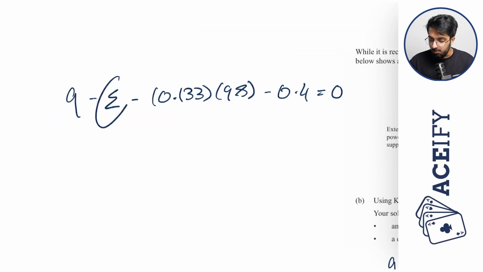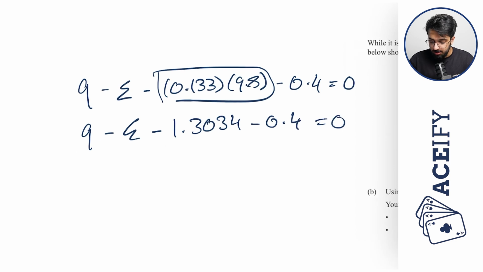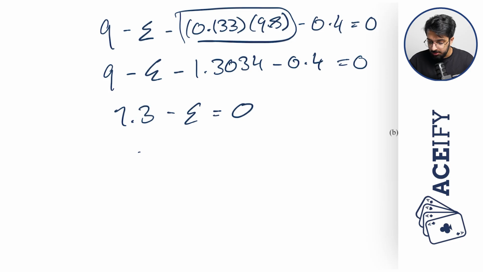And so as you can see, we have one unknown, so we can just rearrange, and we'll get the value of this EMF. So we get 9 minus EMF minus this value right here, which is 1.3034, minus 0.4, and that's all equal to 0. And so therefore 7.3 minus our EMF is equal to 0, and so therefore 7.3 volts is equal to our EMF. And there we go.